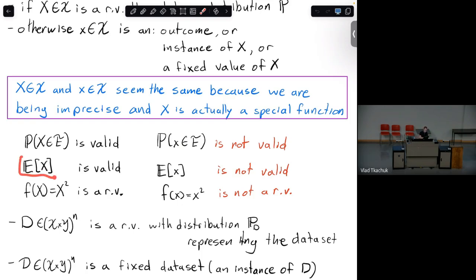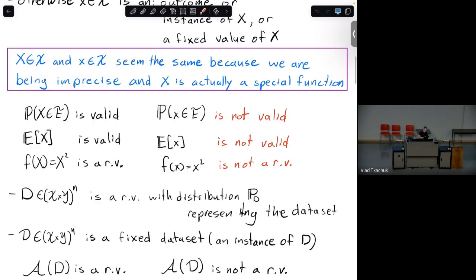Similarly, you can talk about the expected value of a random variable because it has a probability distribution. And if you write this thing explicitly, you need the density or the mass, and that requires it to be a random variable. Similarly, this is not valid. You can't write the expected value of a variable. There's no distribution associated with it. And then similarly here, when I said you have functions of random variables, you call this a random variable, like x squared is a random variable, if x is a random variable.